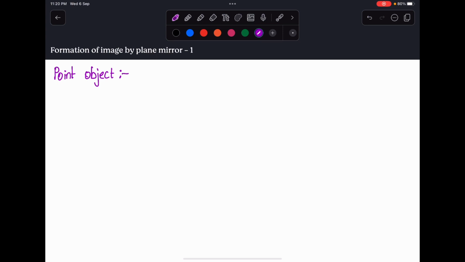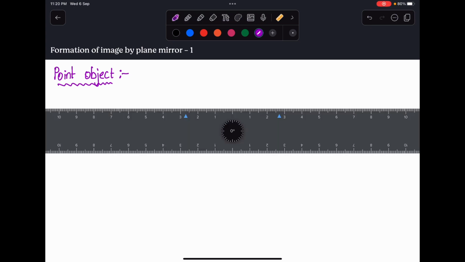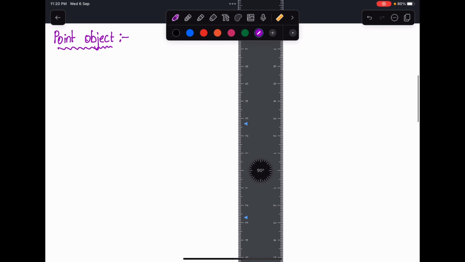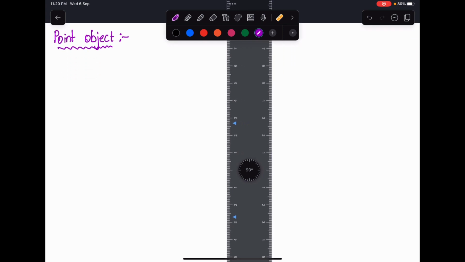So when a point object is placed in front of a plane mirror, how does the plane mirror cast the image of that point object? Sir, what do you mean by point object, sir? So point object is nothing but a point source of light.